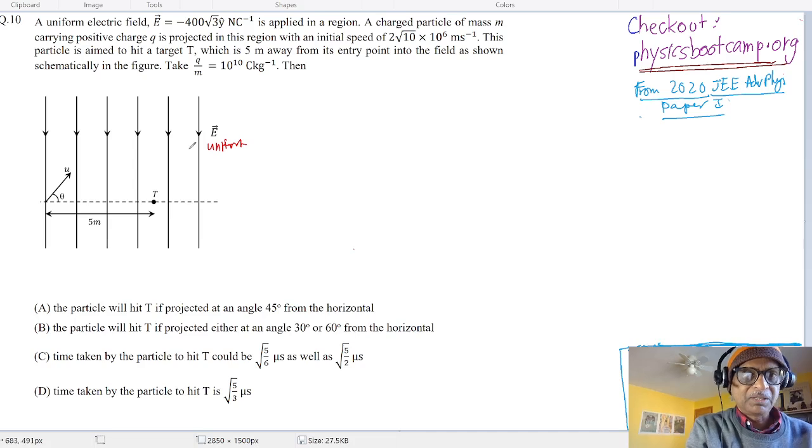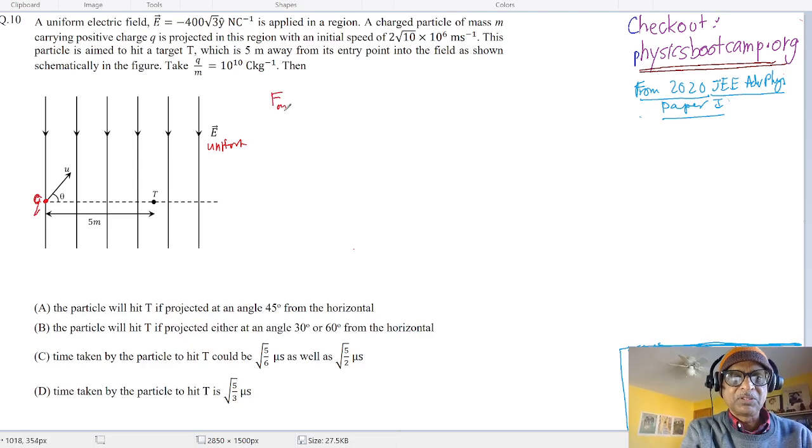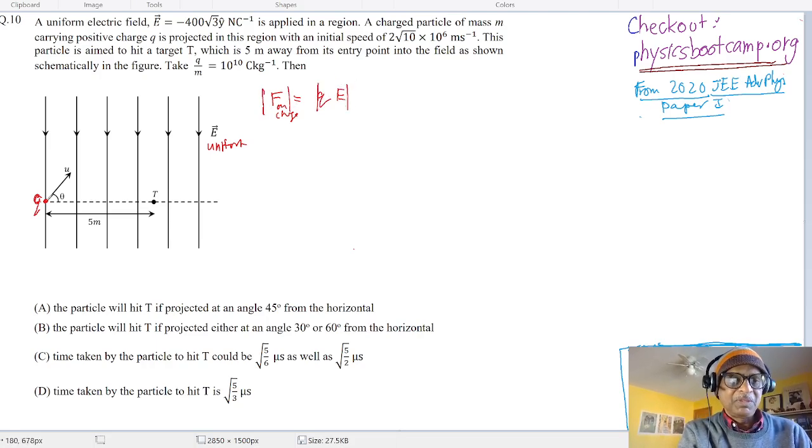If the particle has charge, let's call it Q, then the force on the charge will be Q times E in terms of magnitude. If it's a positive charge, the force will be in the direction of the electric field, and if it's a negative charge, the force will be on the other side. This is a positive charge, so the force on Q is also down.